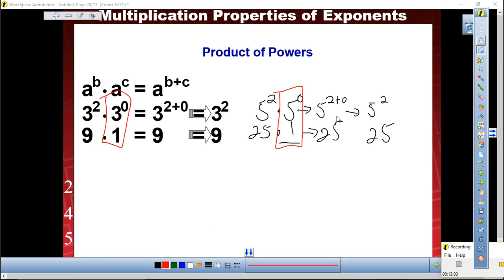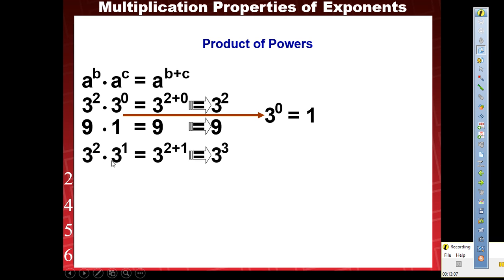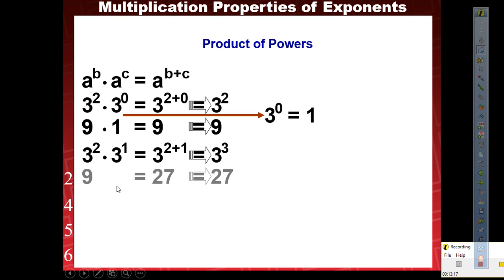All right, look up, please. Let me continue. So with this same idea, look at this. 3 to the second times 3 to the first is 3 to the second plus 1. Is that correct? Which is 3 to the third. What is 3 to the third? 27. This is 27, and this is 9. 9 times what gives me 27?